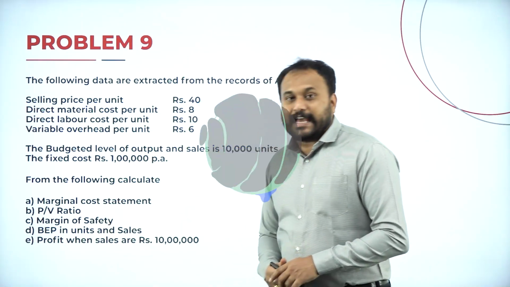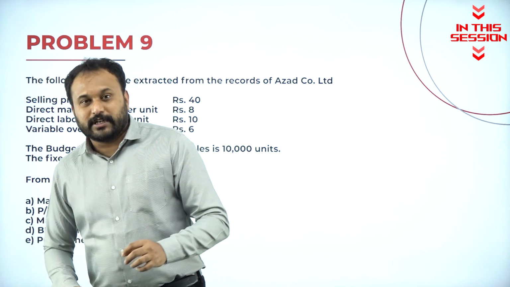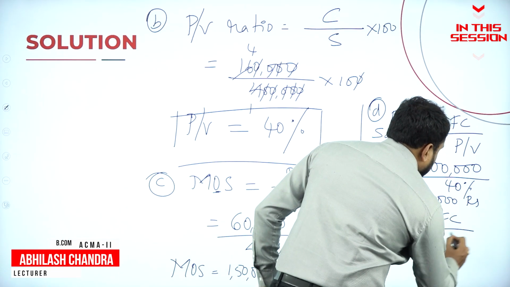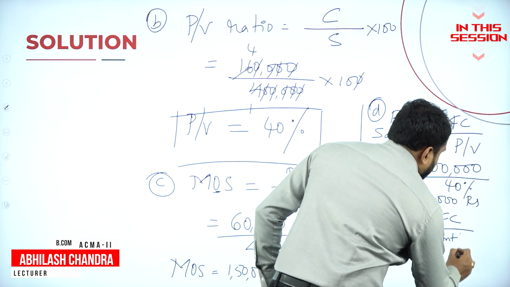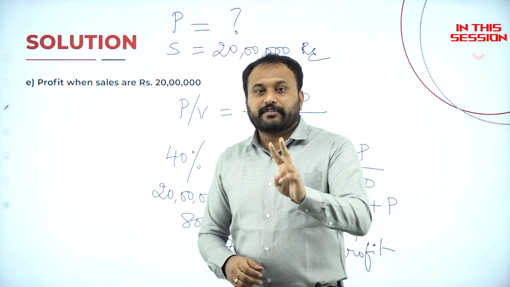A, B, C, D, and E. The question is there, 15 marks from the university. BP in units, I'll write here fixed cost divided by contribution per unit. In 3 hours of examination, you are supposed to only attempt 2 15 marks questions.